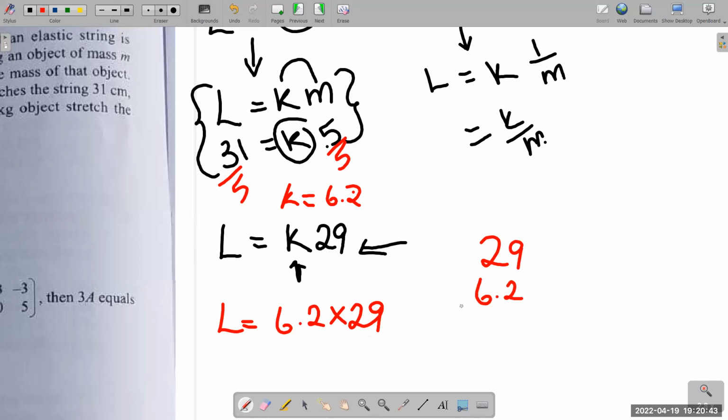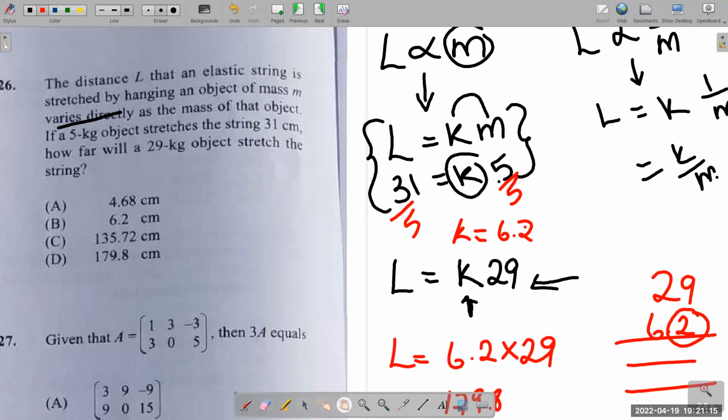You multiply like you're multiplying regularly. And at the end, how many decimal places do you need to have? Just 1. Okay? So for the interest of time, I'm just going to use my calculator quickly. 6.2 times 29. How much do you get? 179.8. I need to find my glasses. This is really bad. So the answer is D.